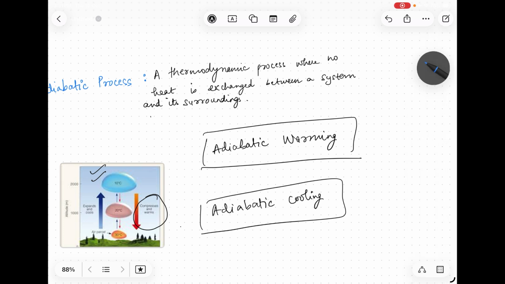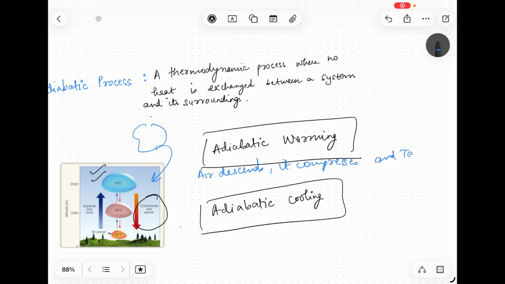I'll change the color. Okay. So adiabatic warming, the definition is: if a bubble of air descends, it compresses and the temperature increases. That's warming. So when a bubble of air, like in this diagram also, comes down, it descends, it compresses, and the temperature increases. And similarly, when this bubble of air rises, it expands and the temperature goes down. So it becomes colder and colder as you go up.